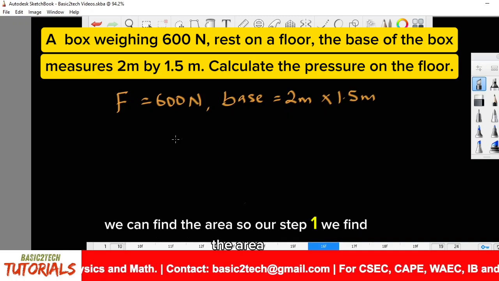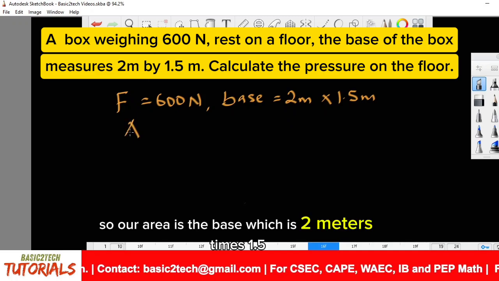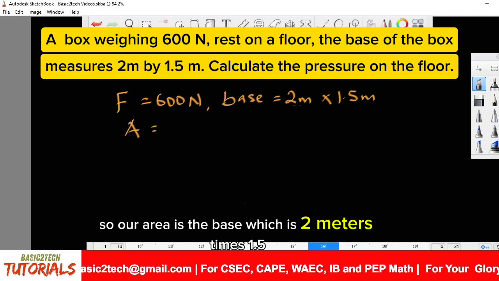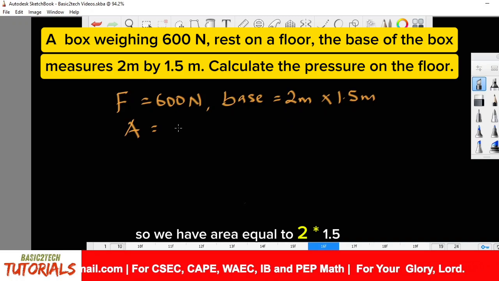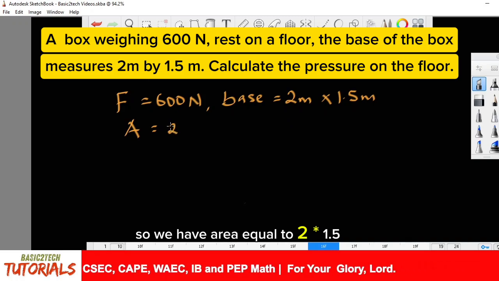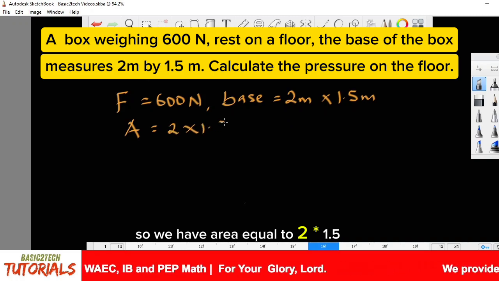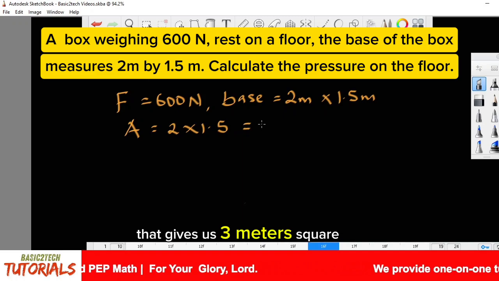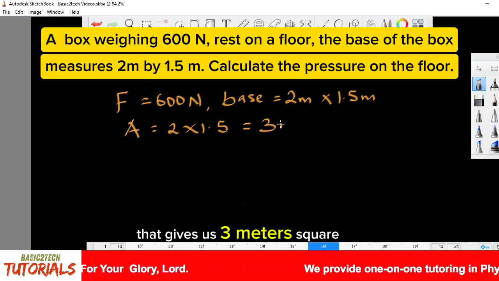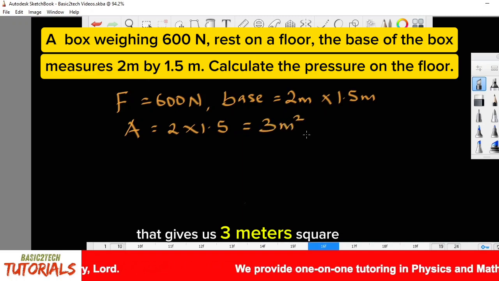So our step one, we find the area. So our area is the base, which is 2 meters times 1.5. So we have area equal to 2 times 1.5. That gives us 3 meters squared.